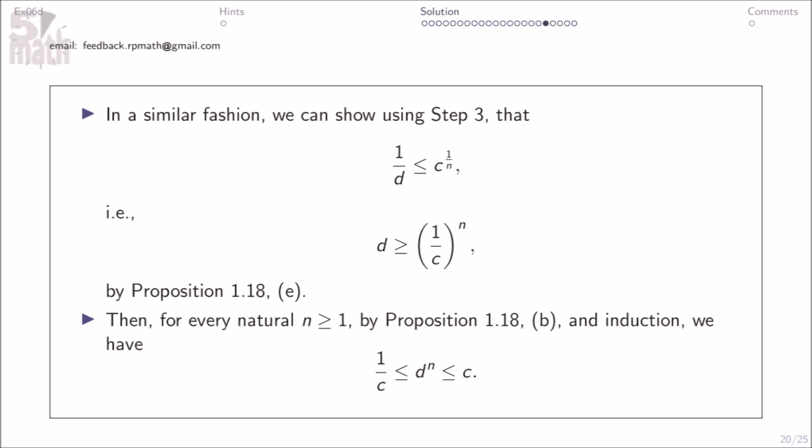In a similar fashion, we can show using step 3 that 1/d ≤ c^(1/n). That is, d ≥ 1/c^(1/n) by Proposition 118. Then, for every natural n ≥ 1, by Proposition 118 and induction, we have 1/c ≤ d^n ≤ c.